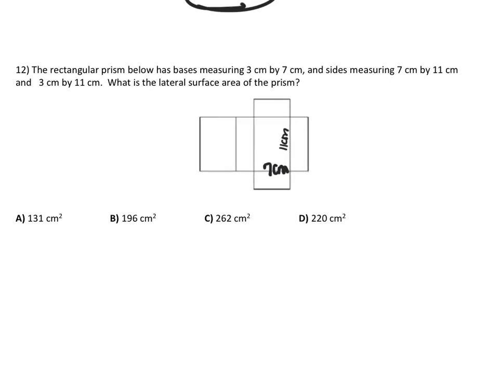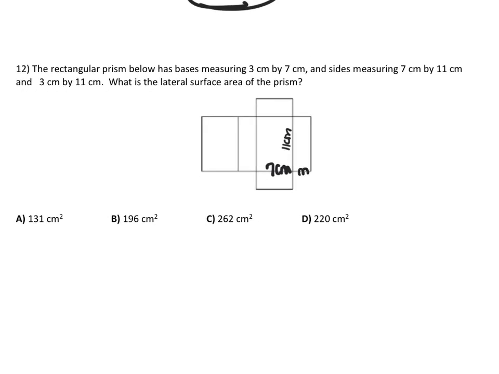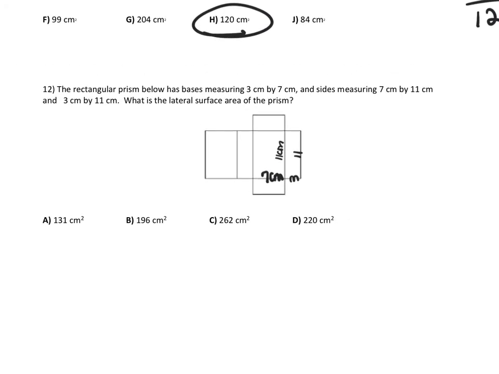Okay. My smallest one is 3 by 11, so that's that one. And then my other one is going to be 3 by 7. So that's that one where it matches up. Okay, it says the 3 by 7 is the base. So this is your base and this is your base. That's what it's saying because it says the 3 by 7 is my base.